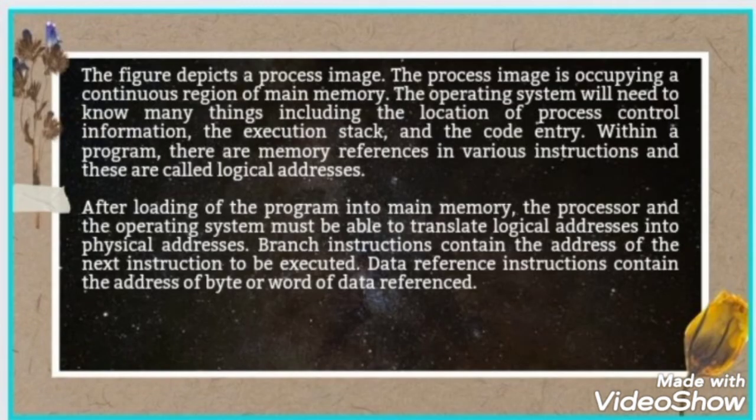The figure depicts a process image. The process image is occupying a continuous region of main memory. The operating system will need to know many things, including the location of process control information, the execution stack, and the code entry. Within a program, there are memory references in various instructions, and these are called logical addresses.